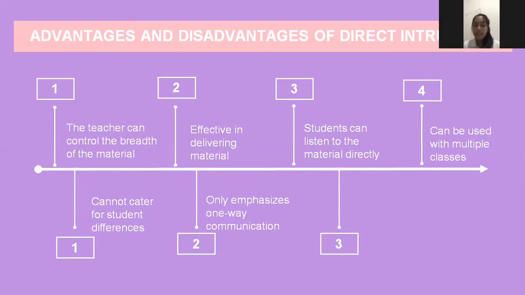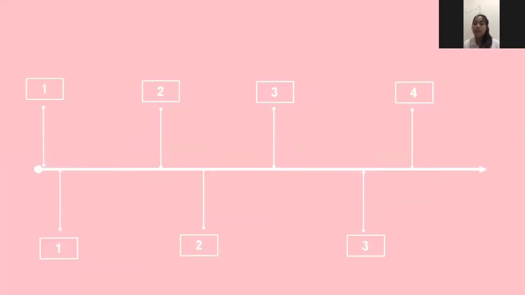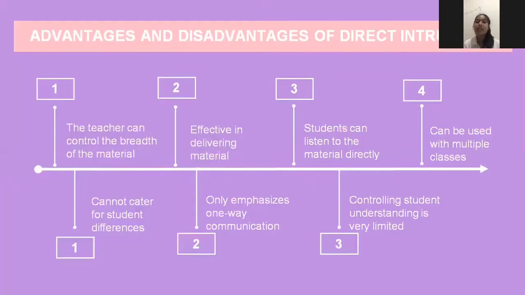And the last is controlling student understanding is very limited. Opportunities to control students' understanding of learning material are also very limited beside that. One-way communication can result in the knowledge processed by students will be limited to what is given.